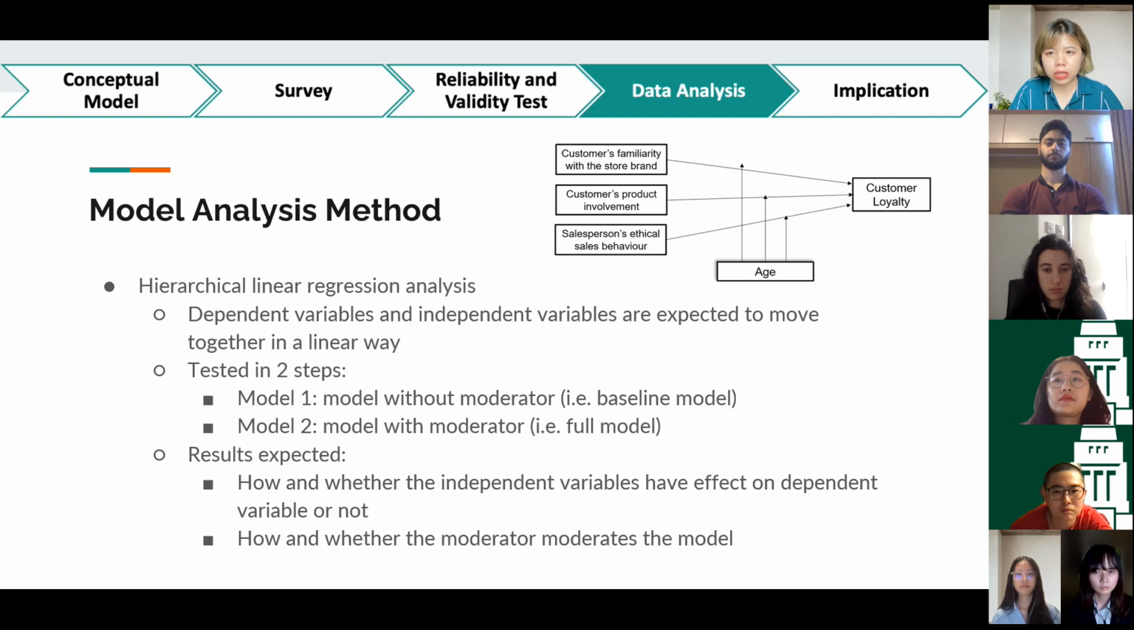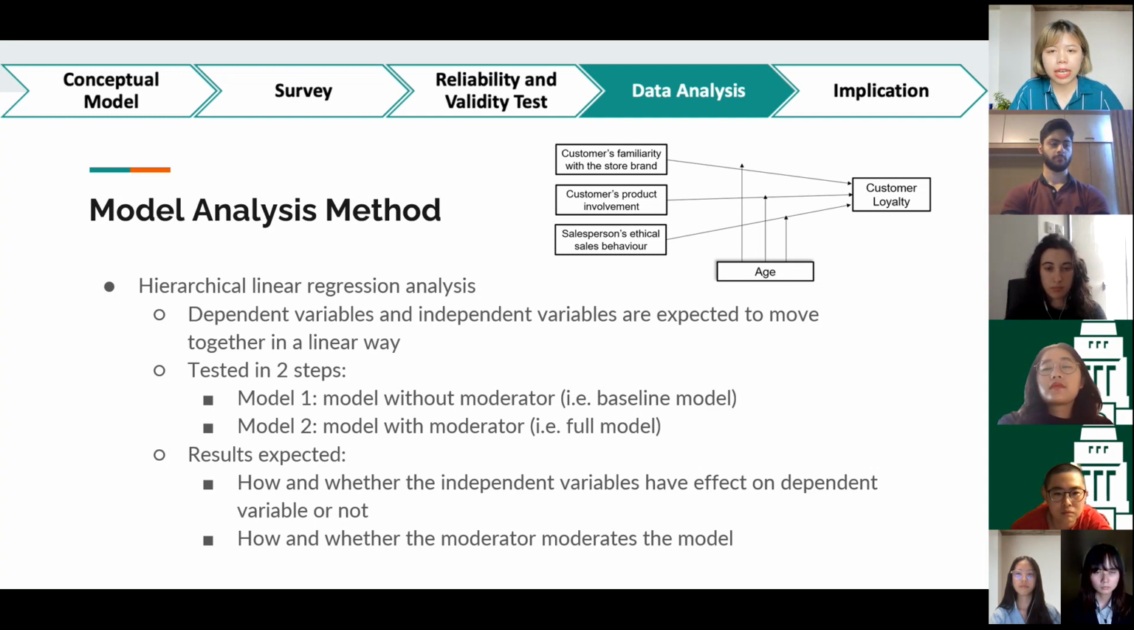The first step is to test the model without the moderator, and the second step is to test the model with the moderator. From the result, we will see how and whether the independent variables in our model, the customer familiarity with the store brand, customer product involvement, and the salesperson ethical sales behavior, and the moderator age will have an impact on the dependent variable, which is the customer loyalty. These are the steps of the methodology we'll be following to complete this project.